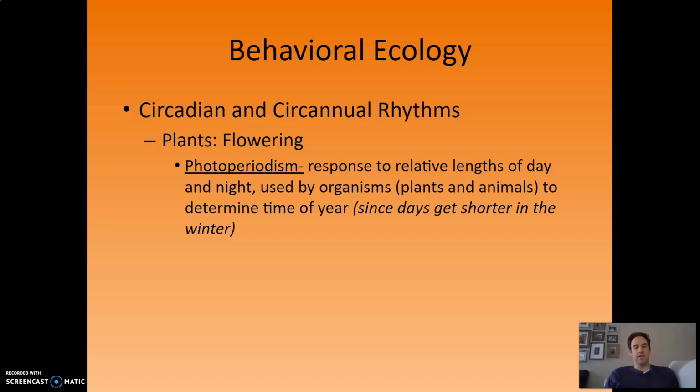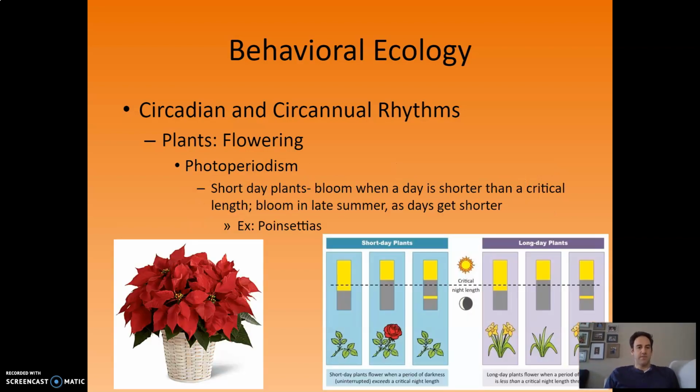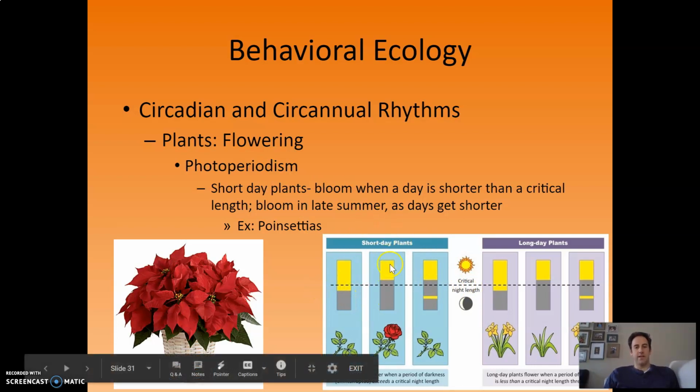And this works because, at least as you move further away from the equator, days tend to get shorter in the winter and longer in the spring. And so there's a way to figure it out. So an example of this in plant flowering, some plants are what we call short day plants, which means they bloom when a day is shorter than a critical length. If you look at this figure, the critical length is represented by this dotted line. And for a short day plant, here the amount of daylight represented in yellow is shorter than that critical length. And so boom, this plant will flower then.